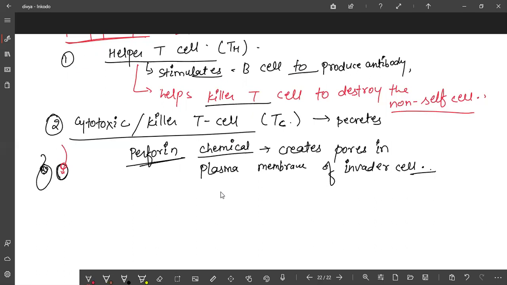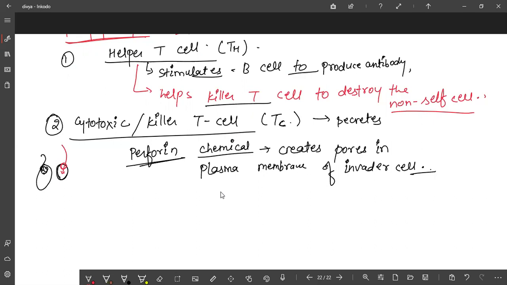It will lyse. And suppose that this is a cell membrane of that microbe or pathogen, so simply this killer T cell will create pores in that pathogen. As a result, what will happen? The fluids from the surrounding medium will enter into the cell. As a result, the cell will swell and it will burst. Is it clear to you?